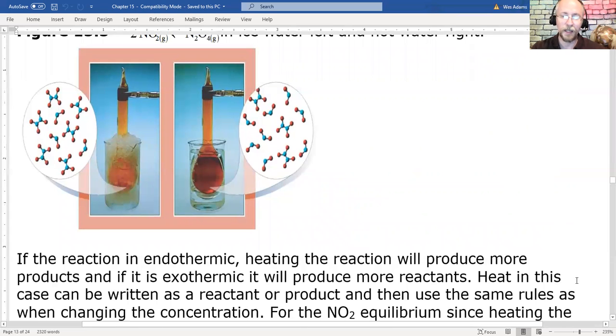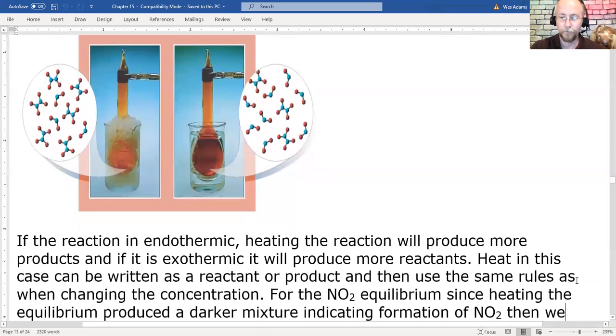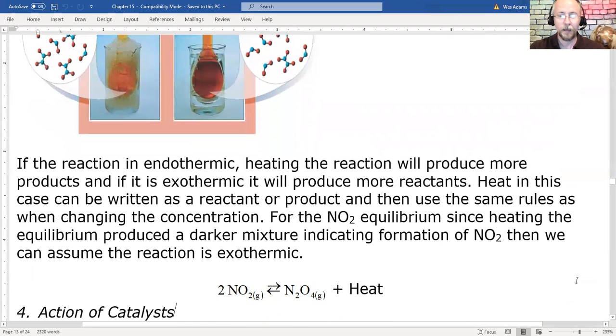Think of it as writing heat as a reactant or product, and treat it the same way the concentration would be. So cooling it off would be removing heat. Heating it up would be adding heat. If you write heat as a reactant or product, you can treat it in the same way you did the concentration. And so we would say 2NO2 is in equilibrium with N2O4 plus heat, indicating that reaction is exothermic.